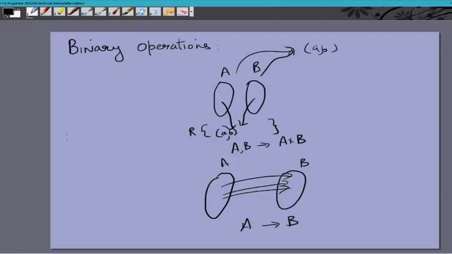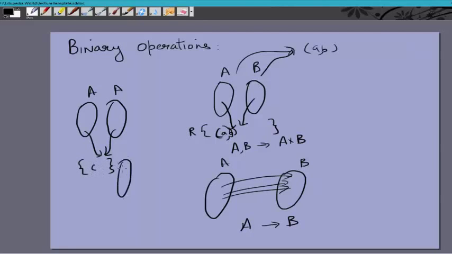What happens in binary operations is you have two elements from the same set A, and both of them combine, but they don't combine to give us an ordered pair of triplets. They combine to give us basically just another set of numbers C, right, which would be, let's say, this set.